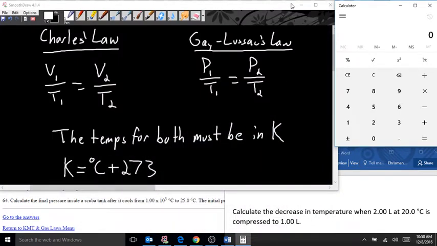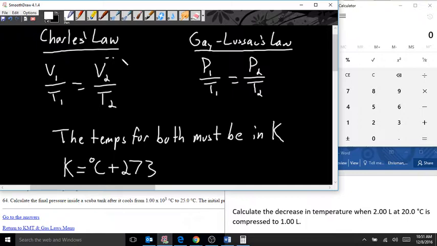All right, so today we're going to be looking at two different equations. We're going to be looking at Charles's law. Charles was looking at volume and temperature. So he was working with containers that could change just how big they were.